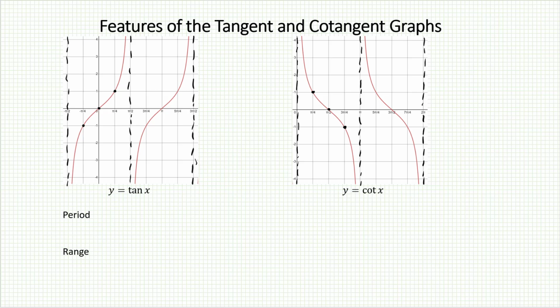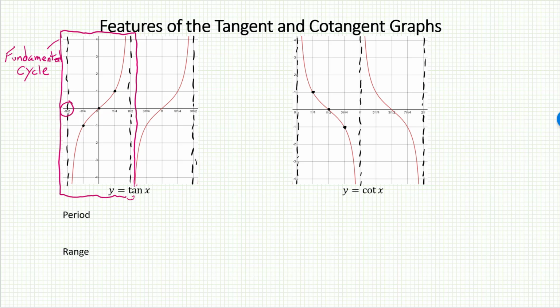Features of the tangent and cotangent graphs. Let me make a couple of general comments first. Obviously, in each case, that basic shape just repeats itself over and over and over between each set of vertical asymptotes. In terms of committing something to memory, we'll call this marked out section the fundamental cycle of the tangent function. It's the part that goes between negative pi over 2 and pi over 2. There are asymptotes at those ends, and then the shape goes up between them.